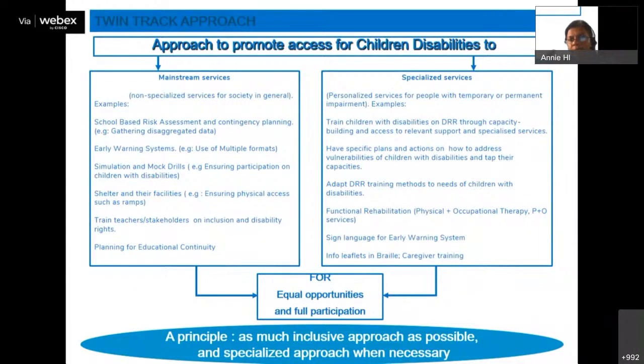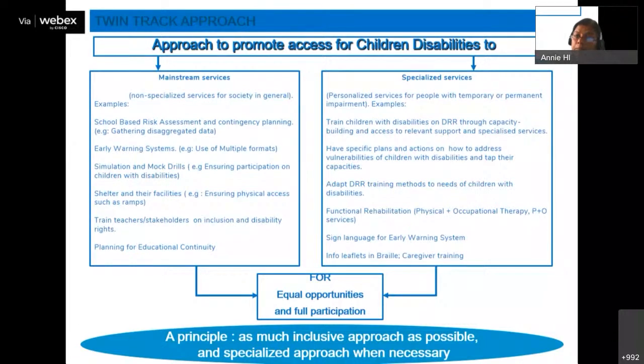When we look at some specialized services, like the other track, we can have targeted intervention for children with disabilities. So you can have training for children with disabilities on disaster risk reduction. You can have assistive devices. There are a lot of children who lack assistive devices, so having a camp and understanding what their needs are.